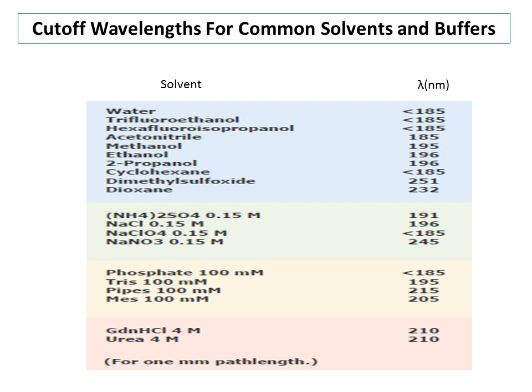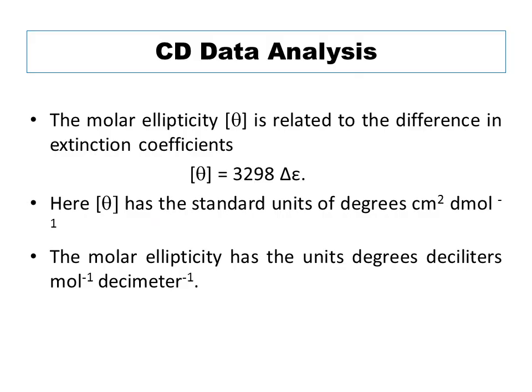Just bear in mind the wavelength that different solvents, or buffers also, absorb at when you're using circular dichroism. Again, you don't have to remember these, but it's just to show you that if you were using circular dichroism, this is where these would absorb.